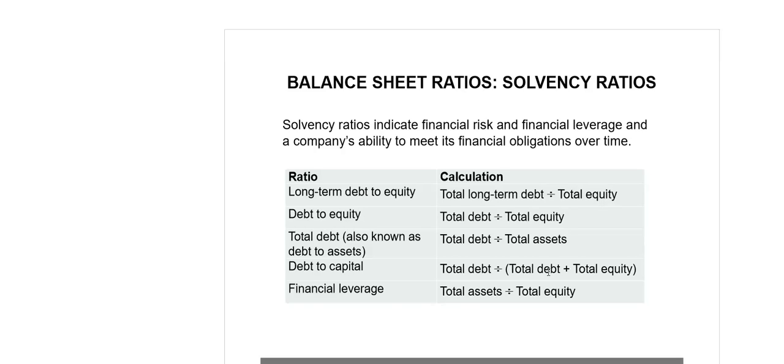The debt to capital ratio is total debt of the company divided by the total debt plus total equity. And finally, the financial leverage is the total assets of the company divided by the total equity. For all these ratios, the higher is the ratio, the weaker is the solvency of the company and the higher is the financial risk of the company.